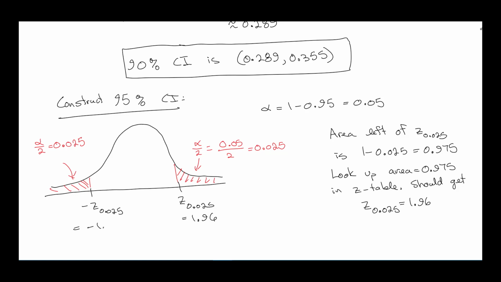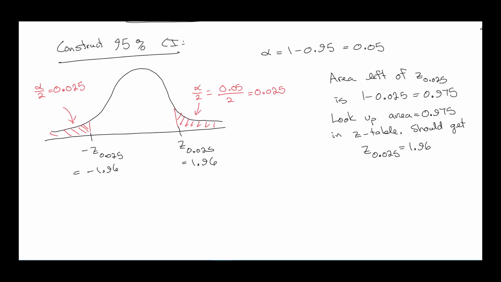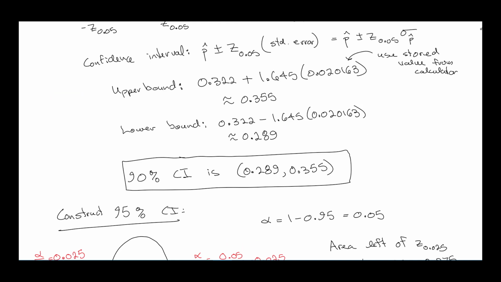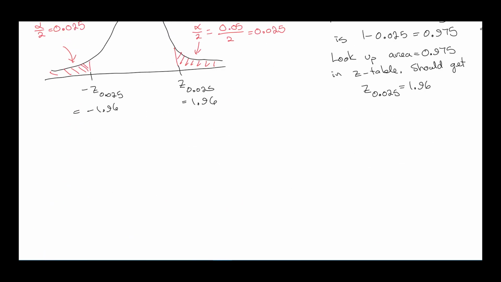And then the negative 1.96 over here. Okay, and so now we need to construct our confidence interval. We use the same layout as before. We're going to do our point estimate, so our p-hat, plus or minus our critical value, Z.025, times our standard error.